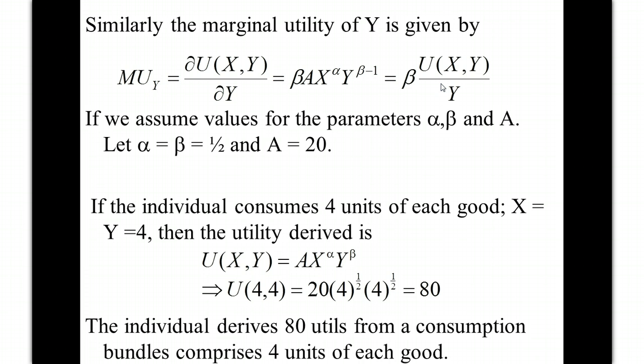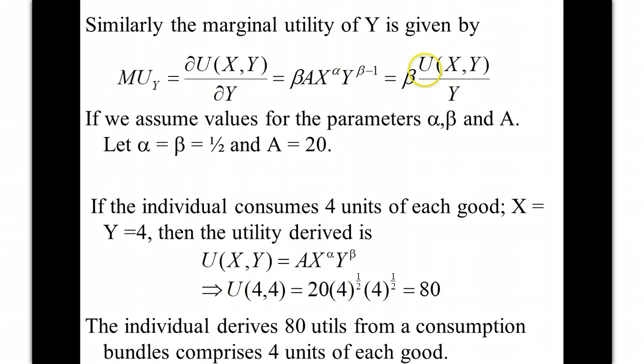So let's just put numbers on these parameters. A, alpha, and beta just means they can have any numbers in there. So let's just impose or use numbers which might be useful. We'll let alpha equal beta equal 1/2, and we let A equal 20.